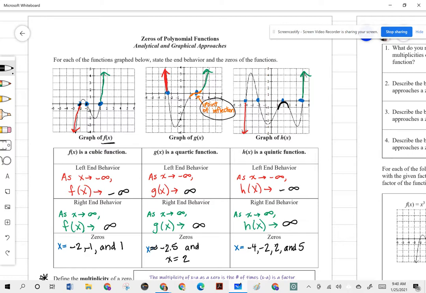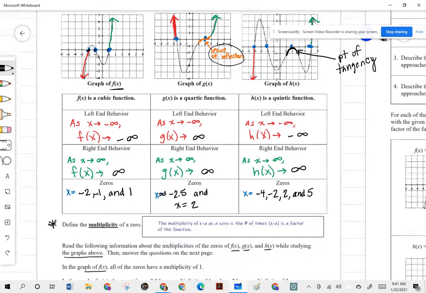So this is when it bounces back, it's the point of tangency. That's because when you're tangent to something, you only touch it, you don't cross it. So you touch it only at one spot.